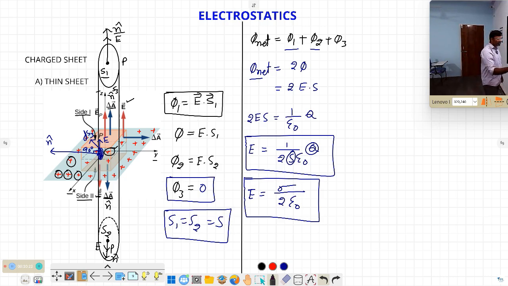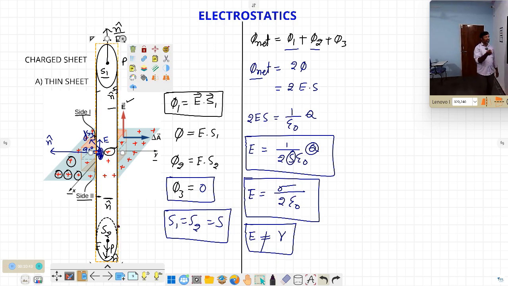That means here E is independent of distance. E is not proportional to distance here. It is not related to the distance of the point. Simply I can say so. Electric field intensity due to this thin sheet is equal to what formula? Sigma by 2 epsilon naught is the formula for this.